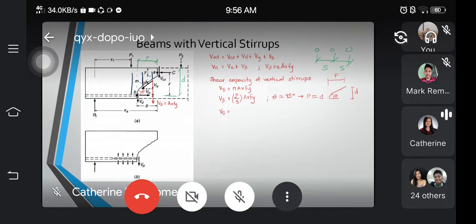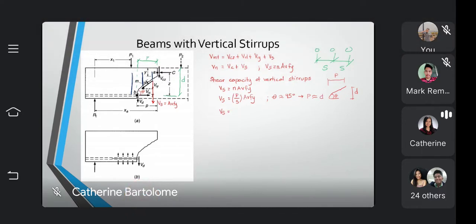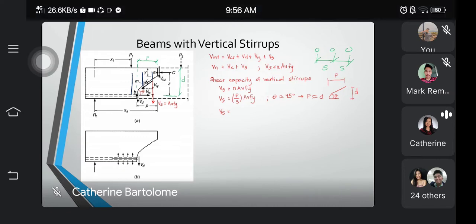Terms of depth. Kasi mahirap naman natin makuha to. Okay, so paano natin makukuha yan? I-measure natin yung length. Pero in reality, mahirap yun. So we just compute the vertical stirrups or the shear capacity of stirrups in terms of depth. Kasi yung depth, madali natin makukuha yon. So D over S, AV, FY. So ito yung gagamitin natin for the shear capacity from the stirrups or shear strength from the stirrups. Okay?